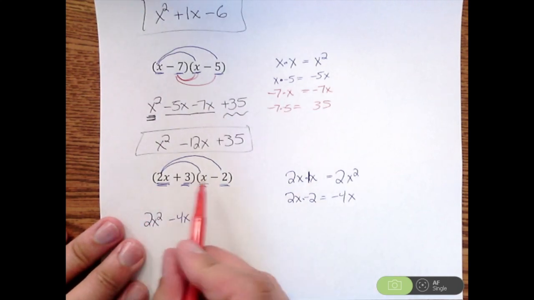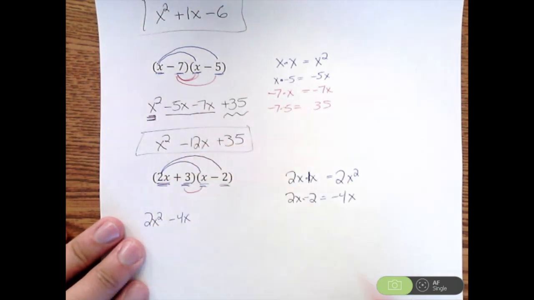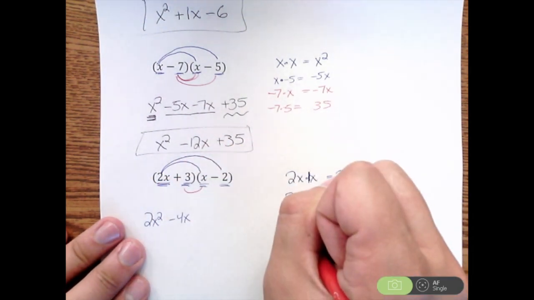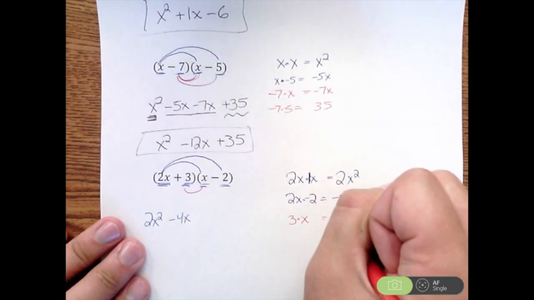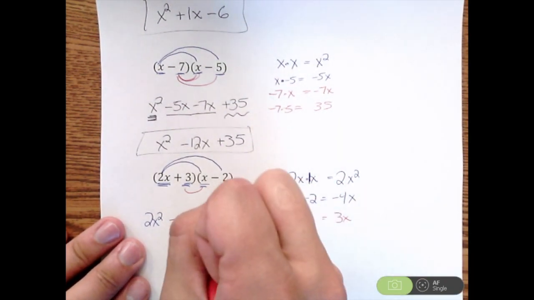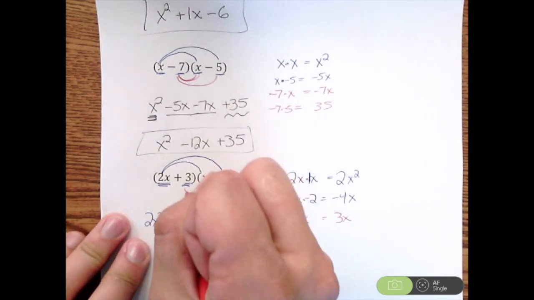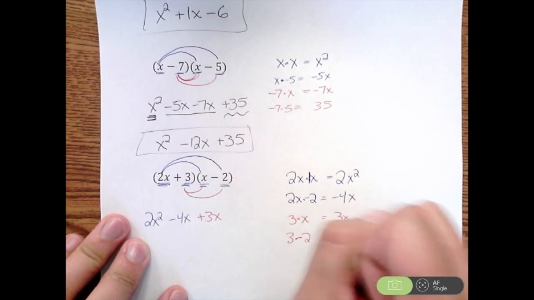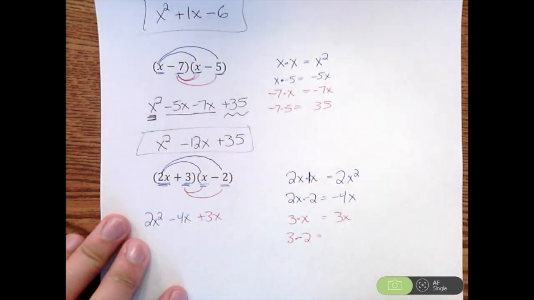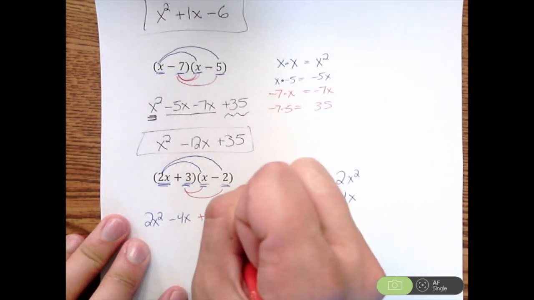So took the 2x, distributed through. Now I'm going to take the 3 and distribute it through. So 3 times x is 3x, and that's positive, so I'm going to put a plus 3x there. And then take this 3 times negative 2. 3 times negative 2 is negative 6.